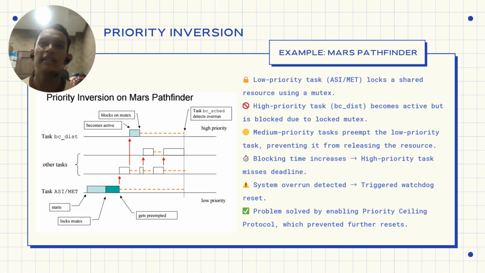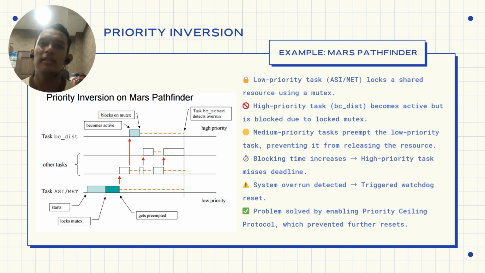So for the next slide, this diagram shows what actually happened in more detail. Let's walk through it from the bottom to top. The task at the bottom, ASI/MET, is the low priority task. It starts execution and locks the mutex to use a shared resource. While this task is running, the high priority task, the bus distribution task, becomes active, shown at the top. It tries to access the same resource, but is blocked because the mutex is still held.